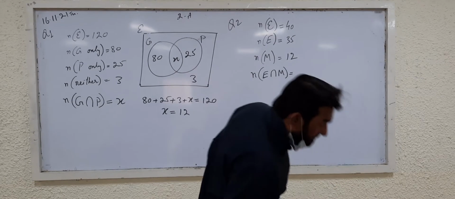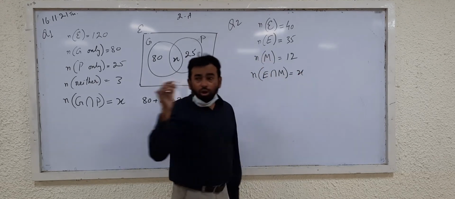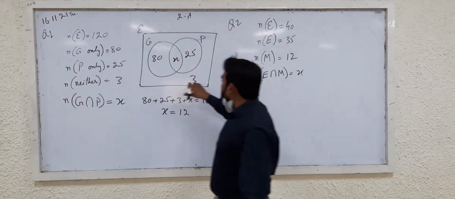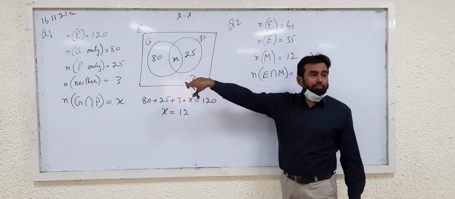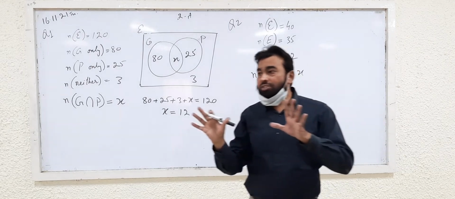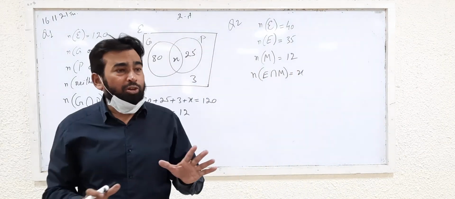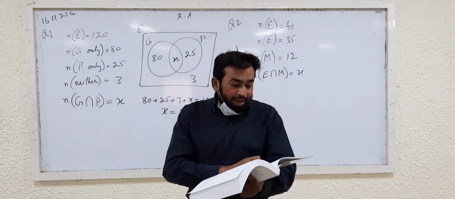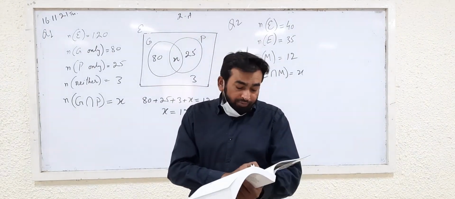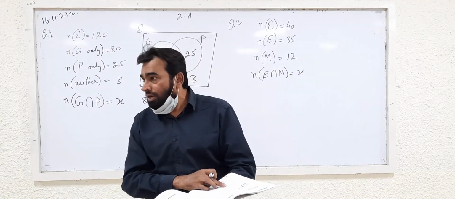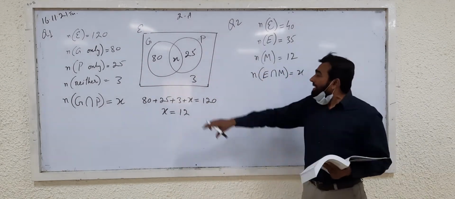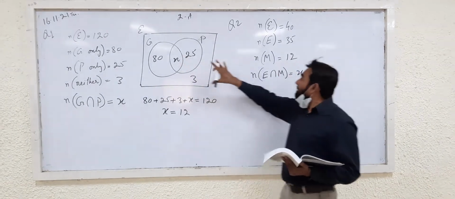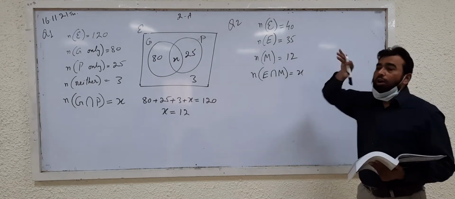If each of them speaks at least one of the languages, it means in this area, no member will come. Each and every sentence of these questions is very important to understand. If it is written that each of them can speak at least one of the two languages, he is trying to say that no member will come in this area. So all the members are involved in English or Mandarin.